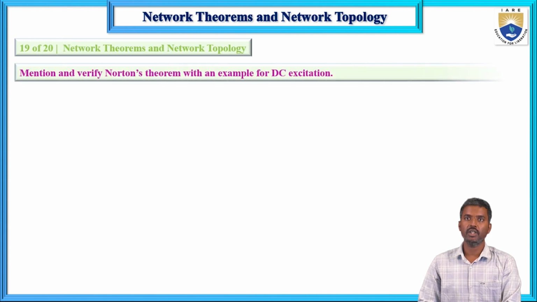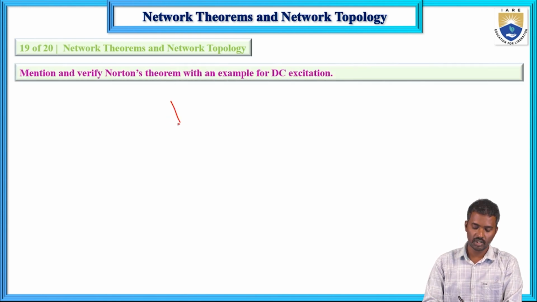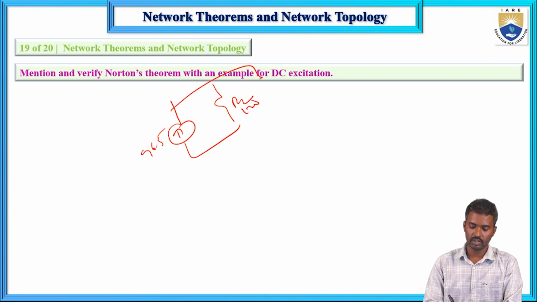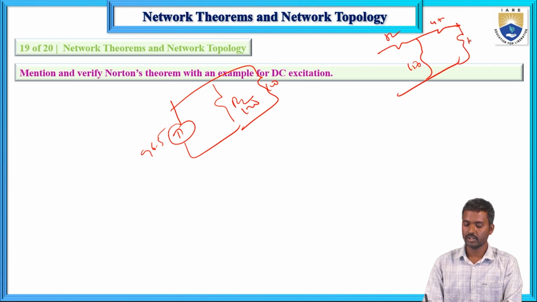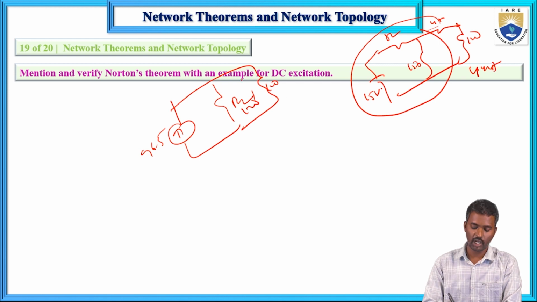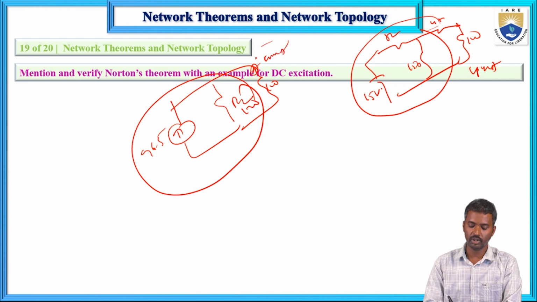Next, mention and verify Norton's theorem. Same thing here, a current source in parallel with resistance RN. Here 96.5, and this is 100, and this one is 100. Same circuit: 82, 47 and 150, this is 100, and this is 15 volts. For this circuit, the same 48 milliamps. This is our laboratory circuit, and this is 48 milliamps if you connect an ammeter. You can also calculate it from the Thevenin Norton equivalent steps.